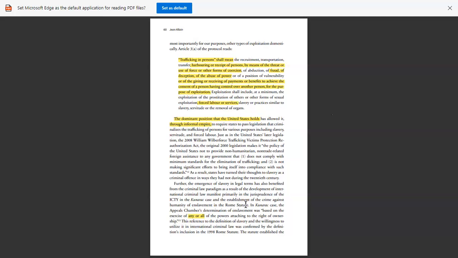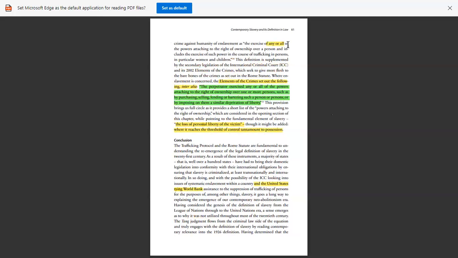So here they got the Rome Statute, which was again part of these things you can look at. There was a Kunarac case that went to an appeals chamber, but here the words any or all show up again. So every single time, they never say that all of the powers attaching to the right of ownership have to exist. It's any of them. So out of all of these powers that I've shared in trafficking of persons, if any of these exist, just one of them qualifies as any, then you probably have conditions like slavery.